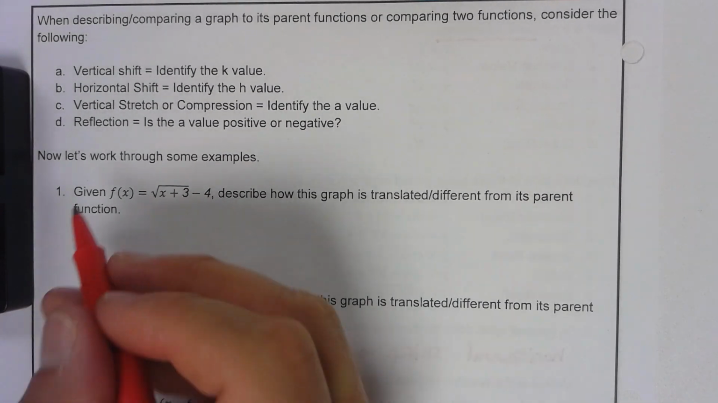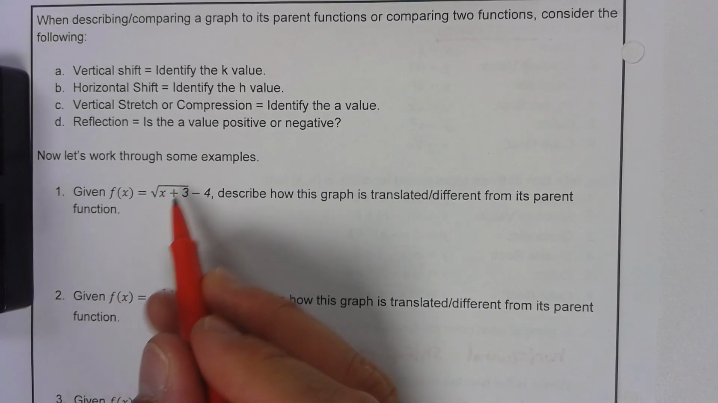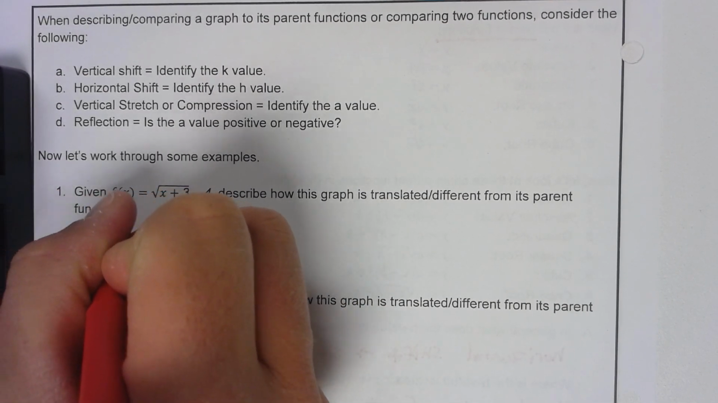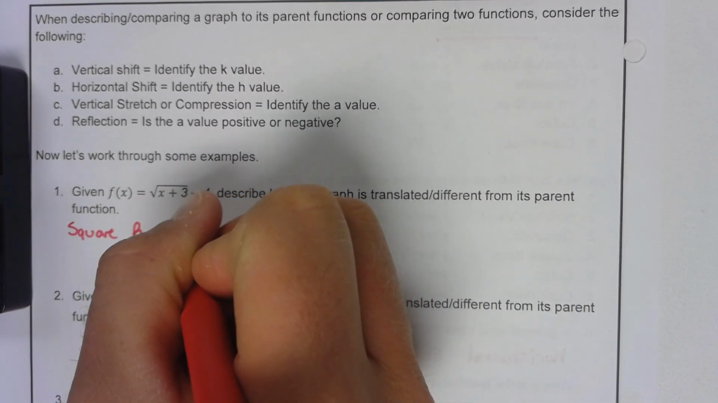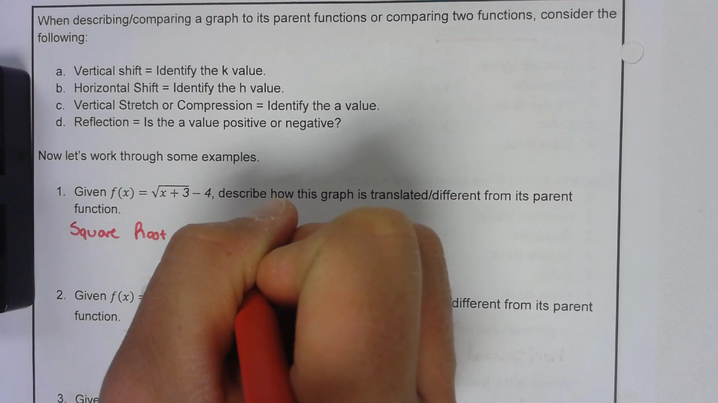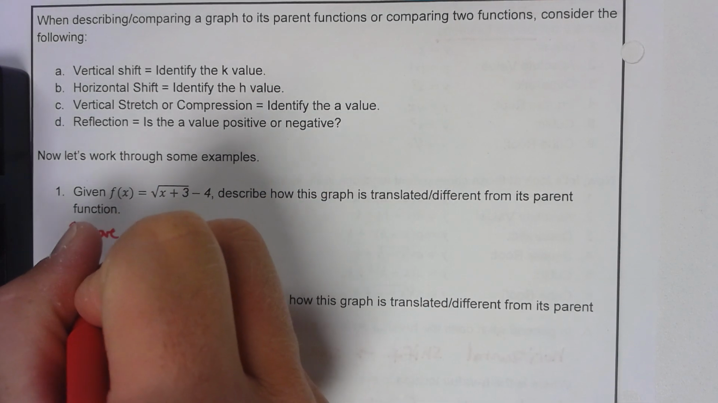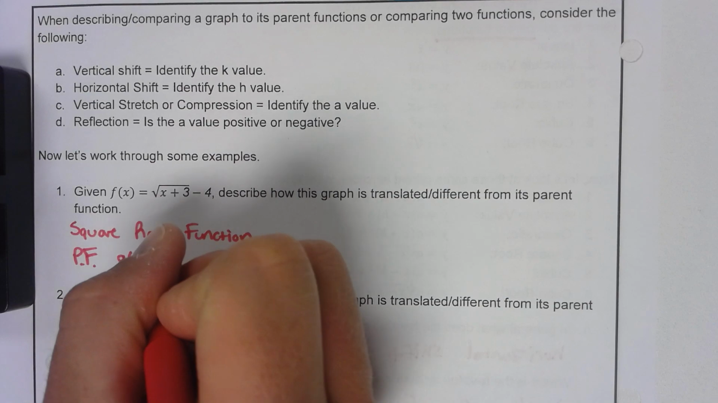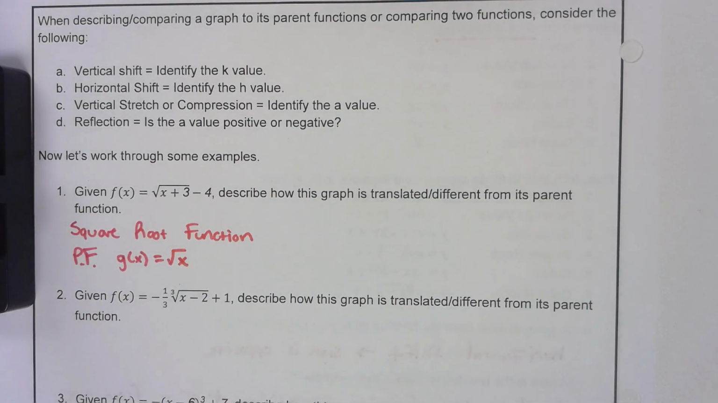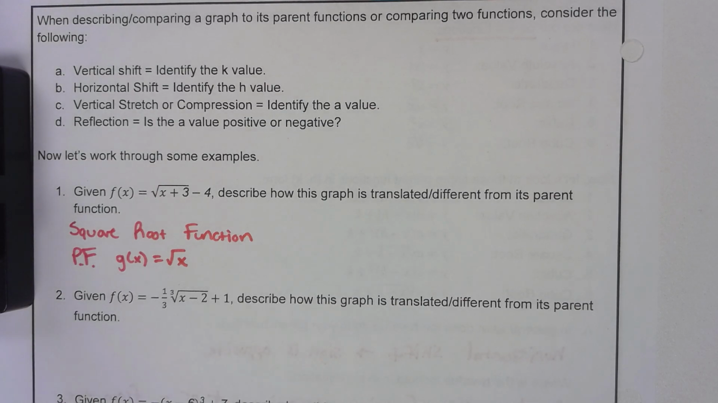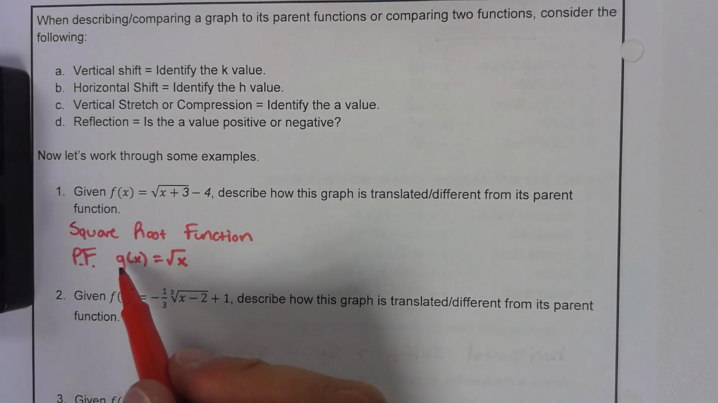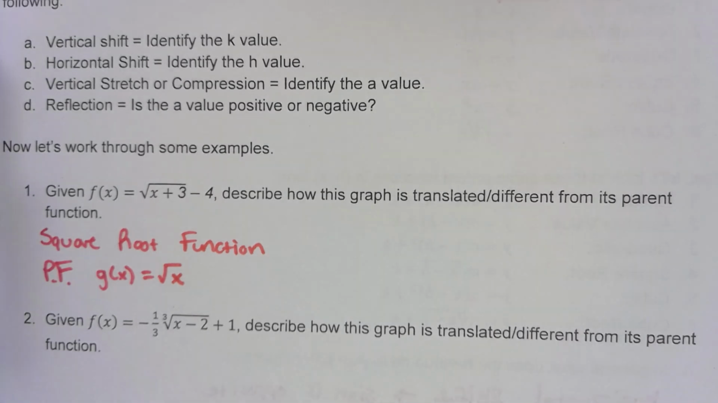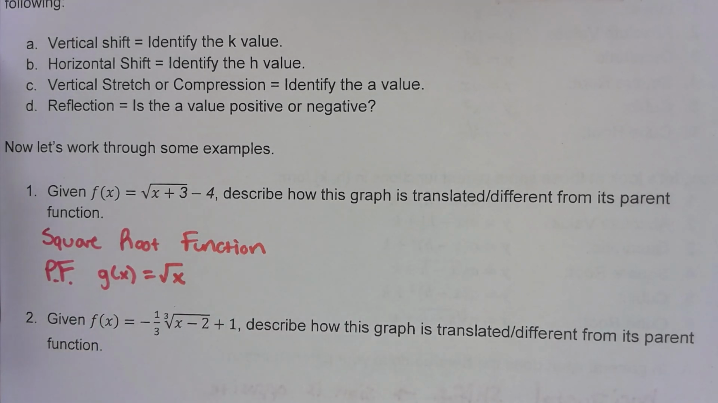So, number one here, I am recognizing that the function operation is to take the square root. Thus, this is a square root function. And the parent function, we'll abbreviate it PF, is just g of x equals the square root of x. If you want to use y, that's fine as well, but I want us getting more and more familiar with this function notation. So that says square root function, and the parent function is the square root of x.